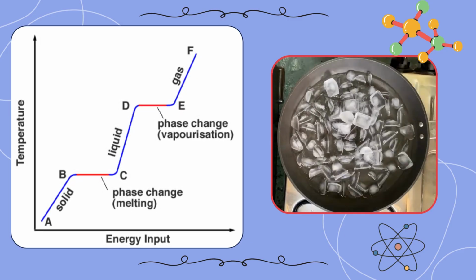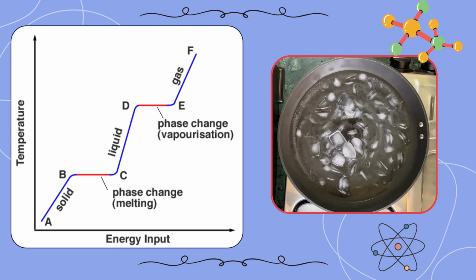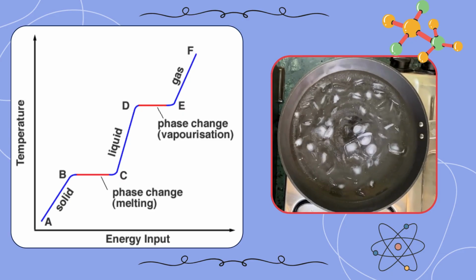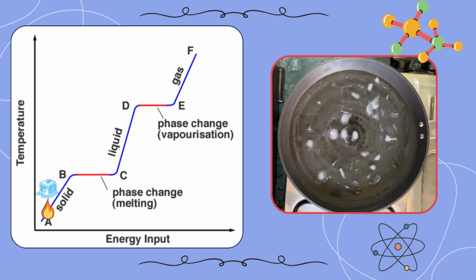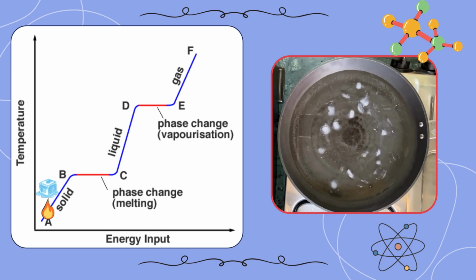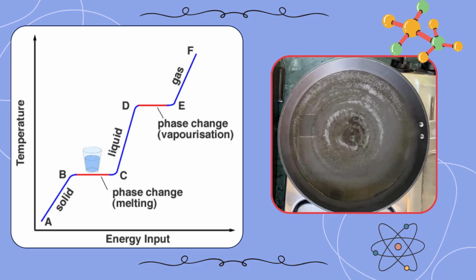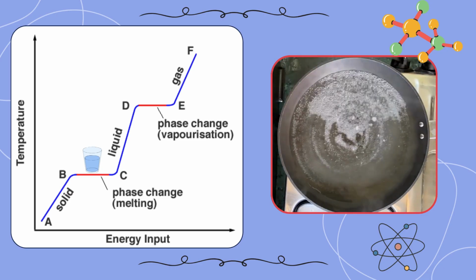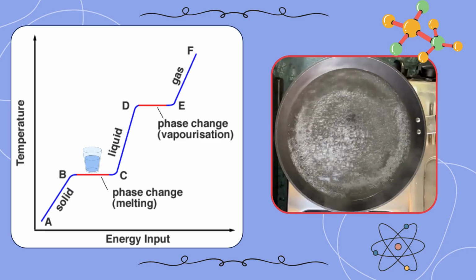Now that we know the two main rules of specific latent heat, we're able to apply them to the visuals as shown on the screen. As heat is applied, the ice warms up and moves along the sloping part of the graph while it is still a solid. When the ice starts to melt, the temperature stays constant even though heat is still being added. This flat section on the graph represents the specific latent heat of fusion. The energy supplied is not used to increase temperature, but to overcome the forces between the particles so the solid can change into a liquid.